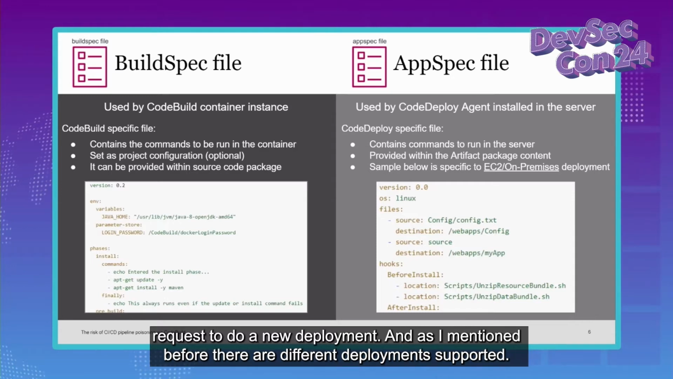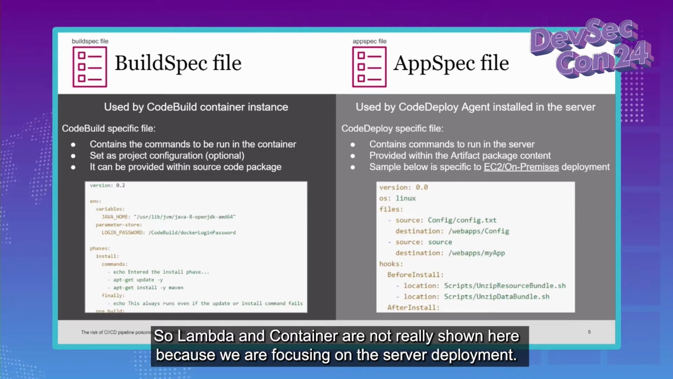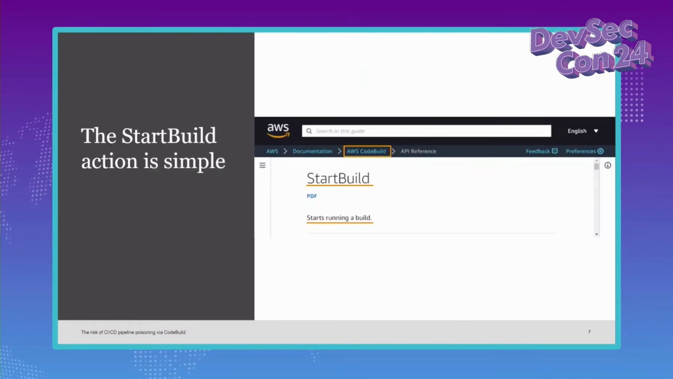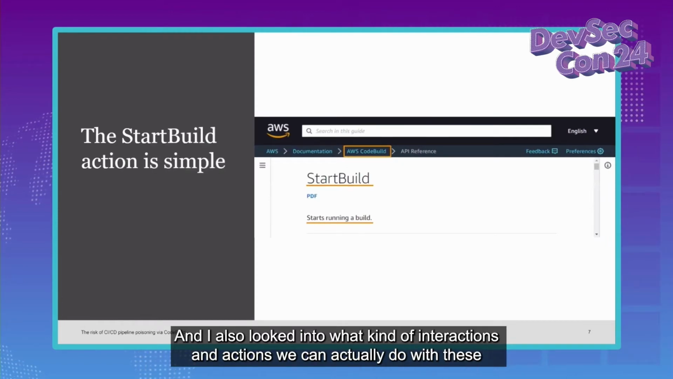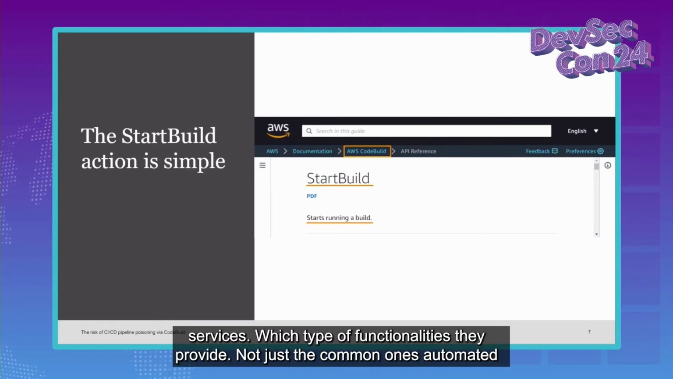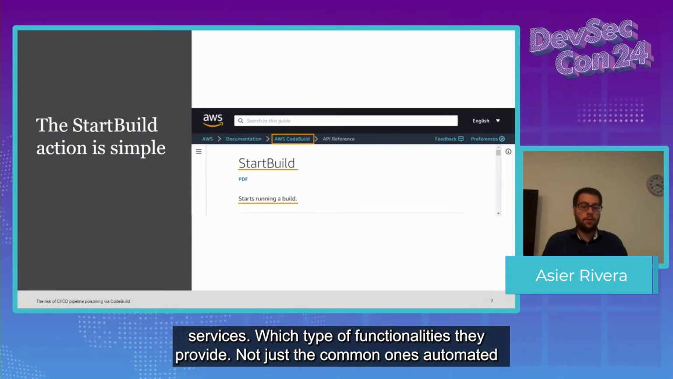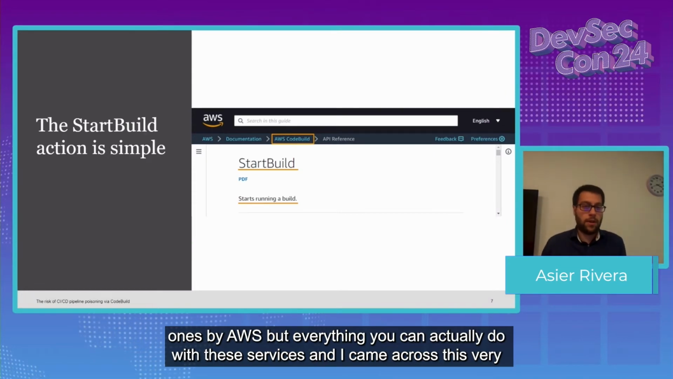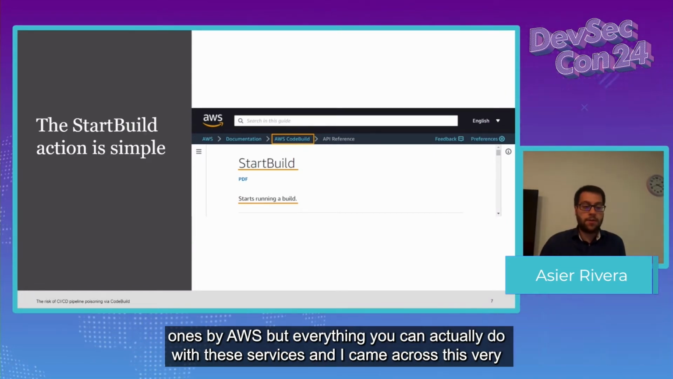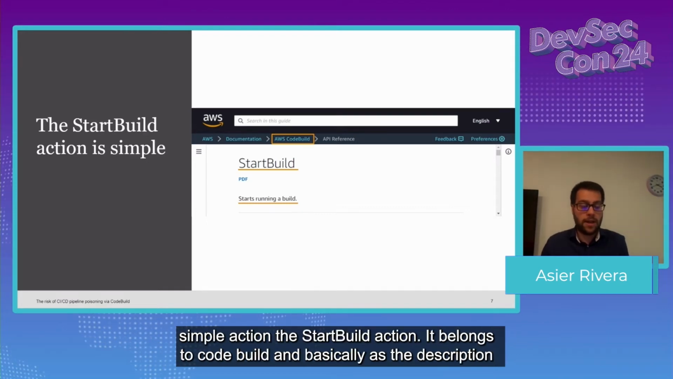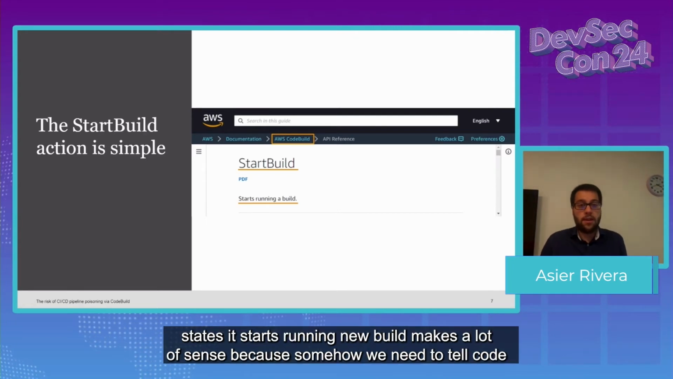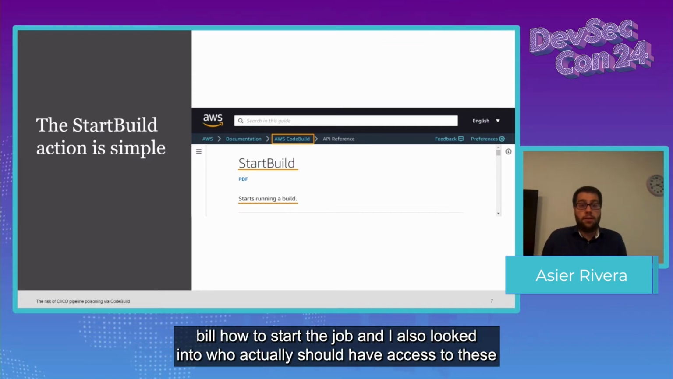As I mentioned before, there are different deployments supported. So Lambda and container are not really shown here because we are focusing on the server deployment. And I also looked into what kind of interactions and actions we can actually do with these services, which type of functionalities they provide, not just the common, automated ones by AWS, but everything you can actually do with these services. And I came across this very simple action, the StartBuild action. It belongs to CodeBuild, and basically, as the description states, it starts running a new build. Makes a lot of sense because somehow we need to tell CodeBuild how to start the job.